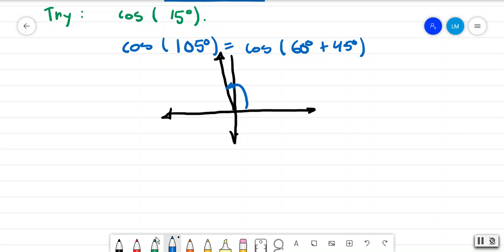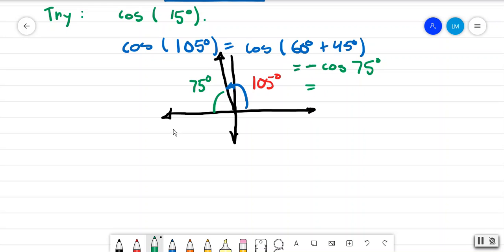But check this out, okay? My point is that this is 105 degrees. What is this angle on the other side of it? Well, this other angle on the other side is actually 75 degrees. So if I was to use cosine of 105, I can furthermore say that this is the same thing as cosine of 75 degrees. However, where is it at? It's in the second quadrant. What is cosine? It's negative.